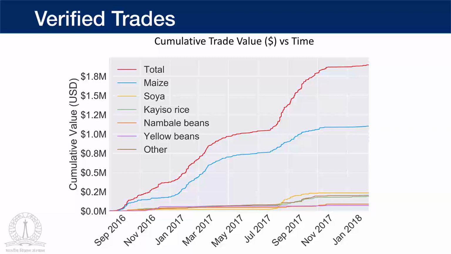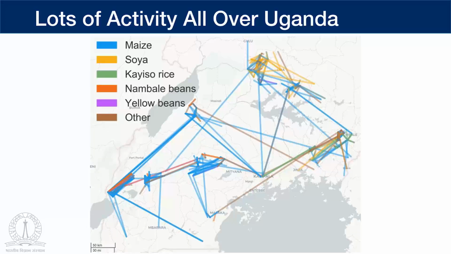So we ended up doing millions of dollars of trade, mostly in maize, but then a long tail of other agricultural commodities in Uganda as well. We probably supported 20 or 30 different agricultural commodities, and these were the most popular ones. So probably lots of other trade happened on our market that we don't know about. These were only the trades that we were able to track somebody down and verify.